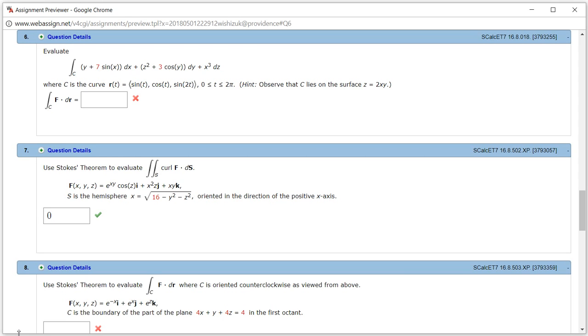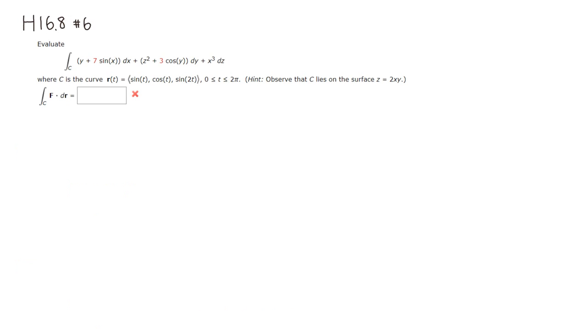Alright, let's look at the homework 16.8, problem number 6. So let's look at this problem. F in this case is going to be: first component is y plus 7 sine of x, the second component is z squared plus 3 cosine of y, and the last component is x cubed.